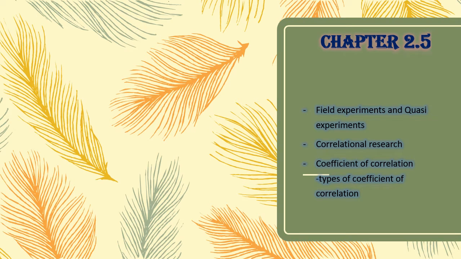Hello students. So this is the fifth part of our chapter 2 where I'll be covering field experiments and quasi-experiments, correlational research, coefficient of correlation and types of coefficient of correlation. As you all have already understood what is experimental method, I have already discussed. So today I will explain these parts. Okay?